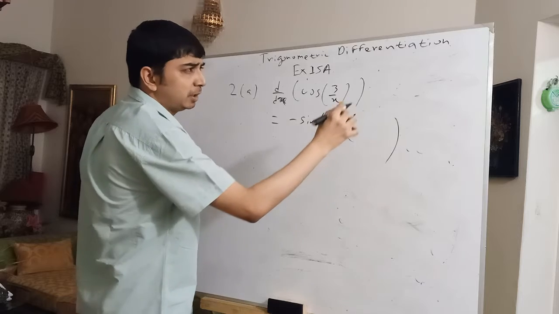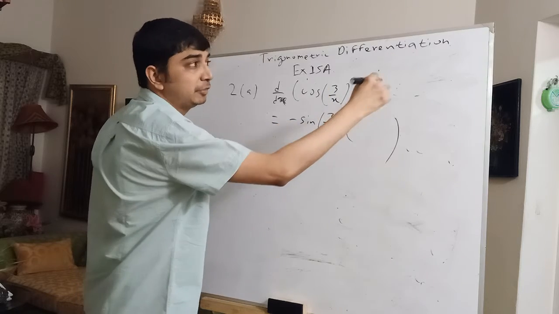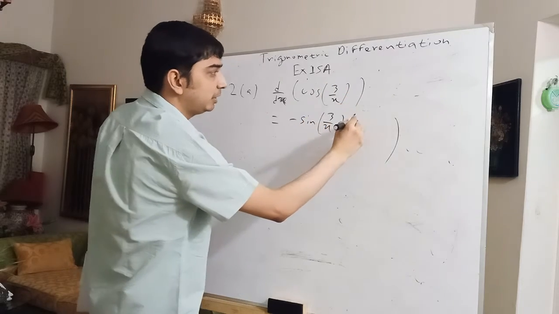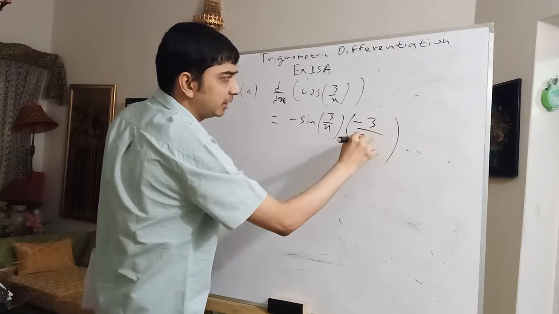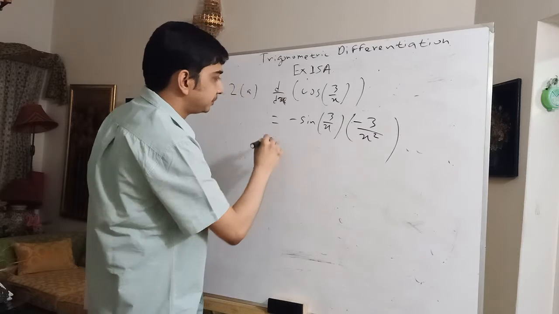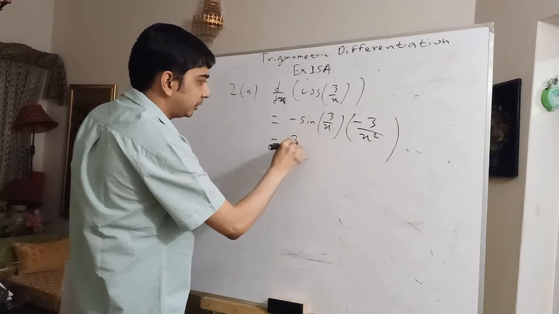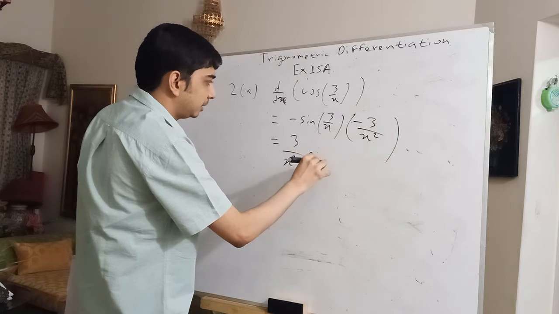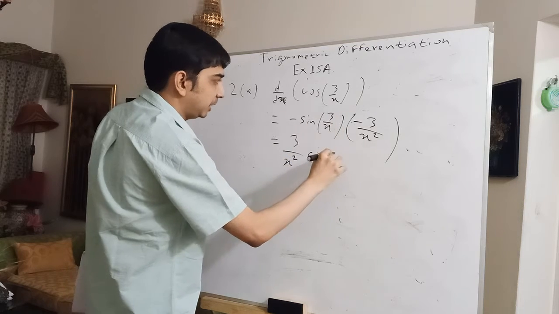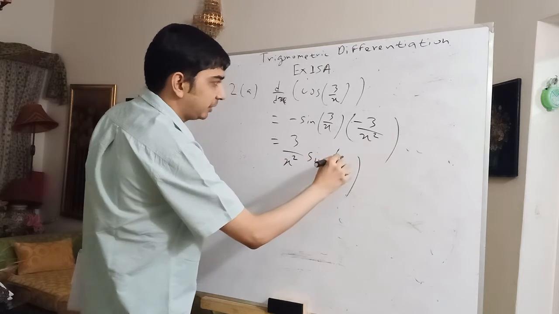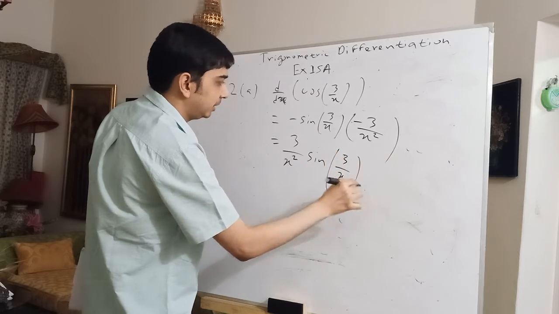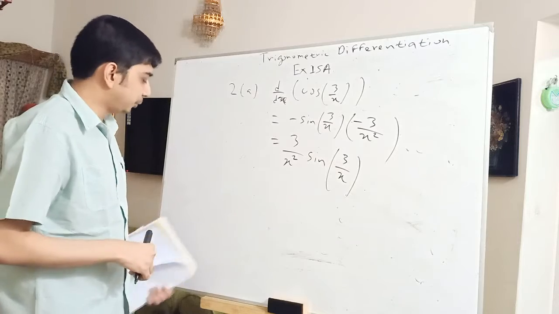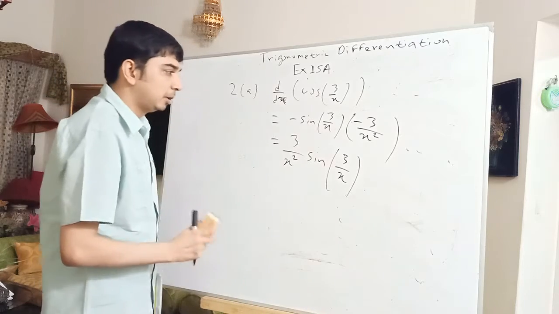So 3 by x will be what? Like x to the power minus 1, and if we differentiate it, it's minus 1 by x square. So it is minus 3 by x square. So ultimately this becomes, minus minus becomes plus, 3 by x square sin 3 by x. So this is question number 2a. Hope this is clear.